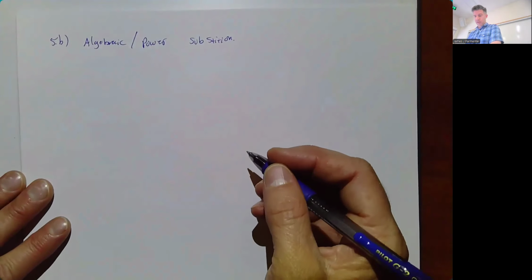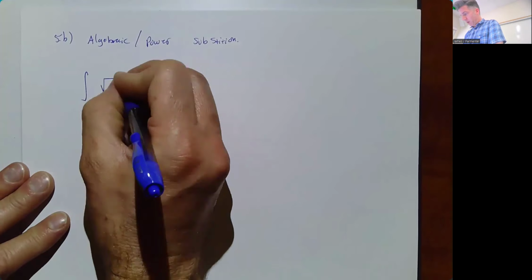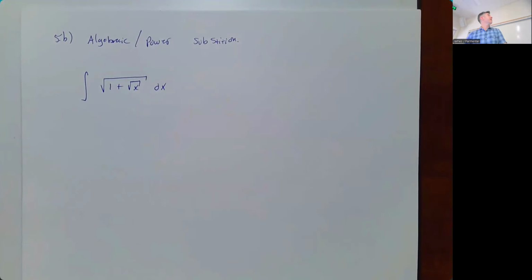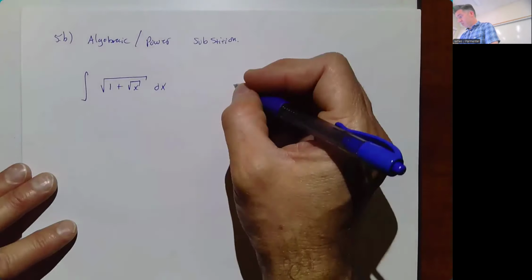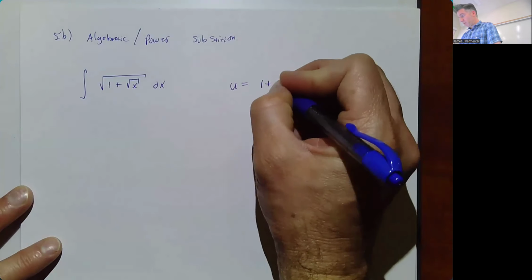So one example of this is something like the integral of the square root of 1 plus the square root of x dx. We don't have many options here. Like only one option is a u substitution. There's no polynomial division. There's no partial fractions. There's no trig substitution, right? There's really nothing here other than try a u sub. So we try u equal to, I'm going to pick the insides, 1 plus the square root of x.